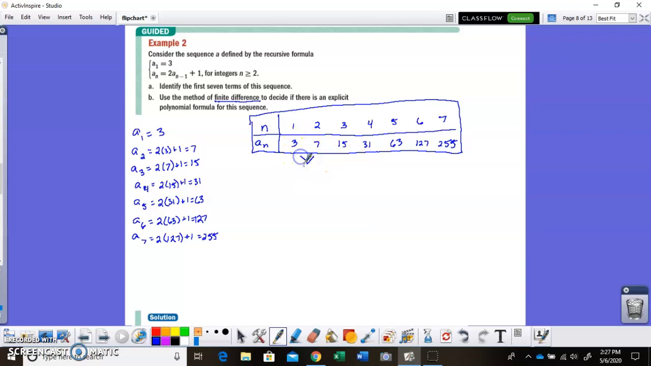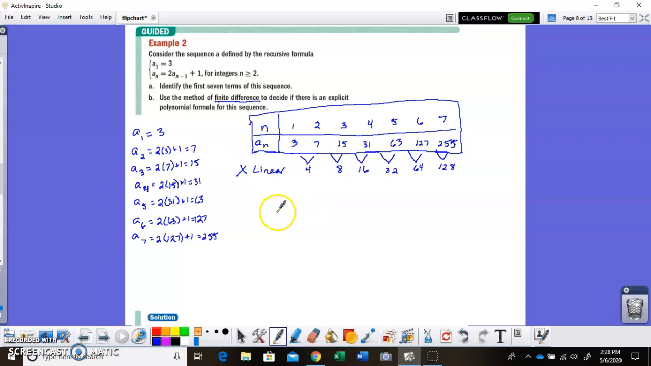7 minus 3 is 4. 15 minus 7 is 8. So it's definitely not linear. 31 minus 15 is 16. 63 minus 31 is 32. 127 minus 63 is 64. And 255 minus 127 is 128. So it's not linear, so we'll put an X there.